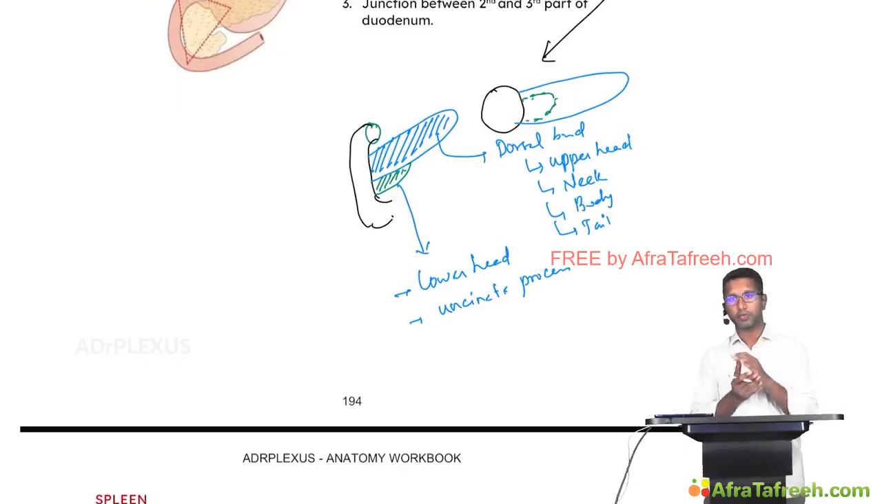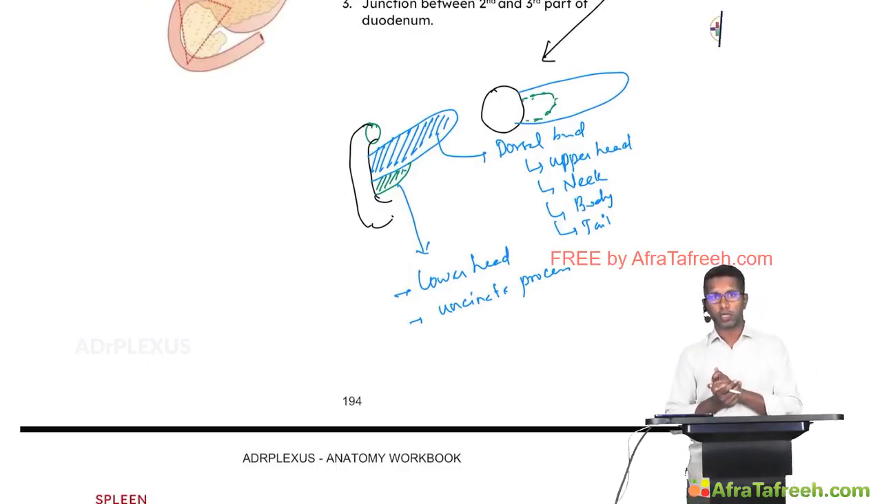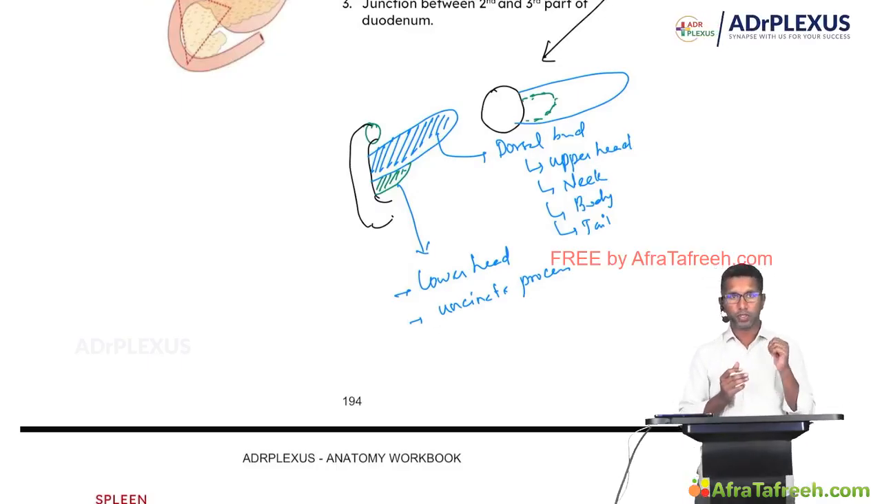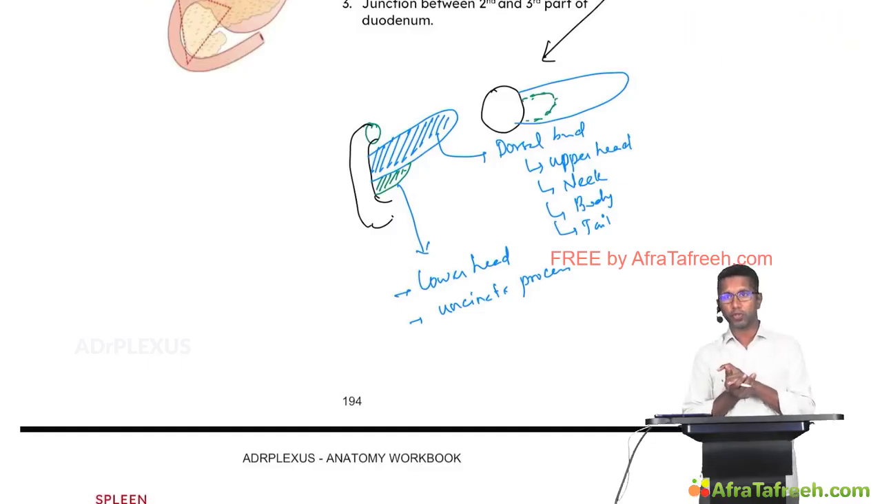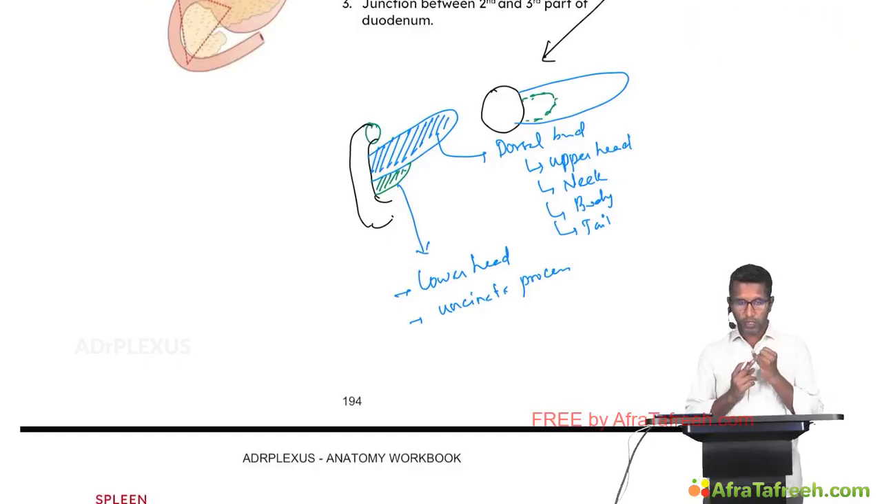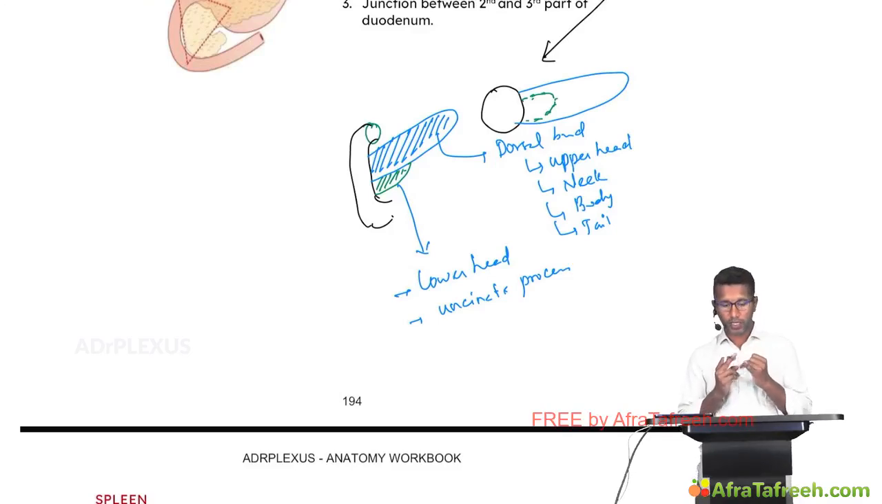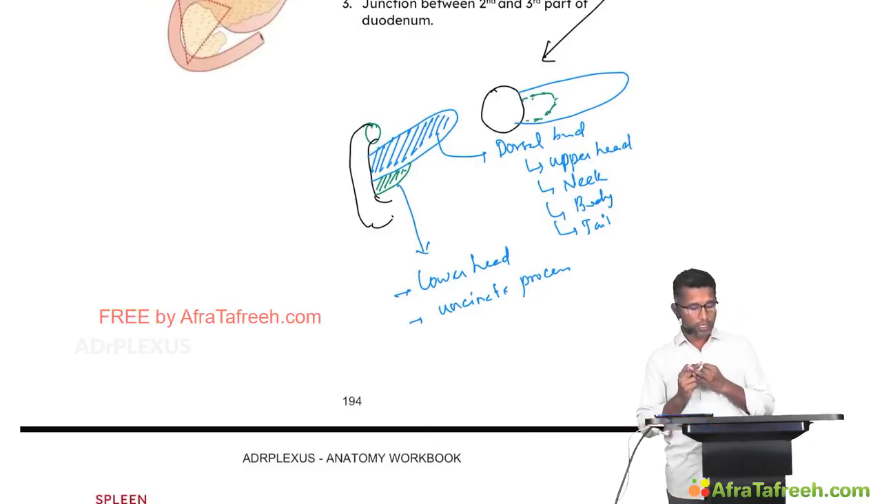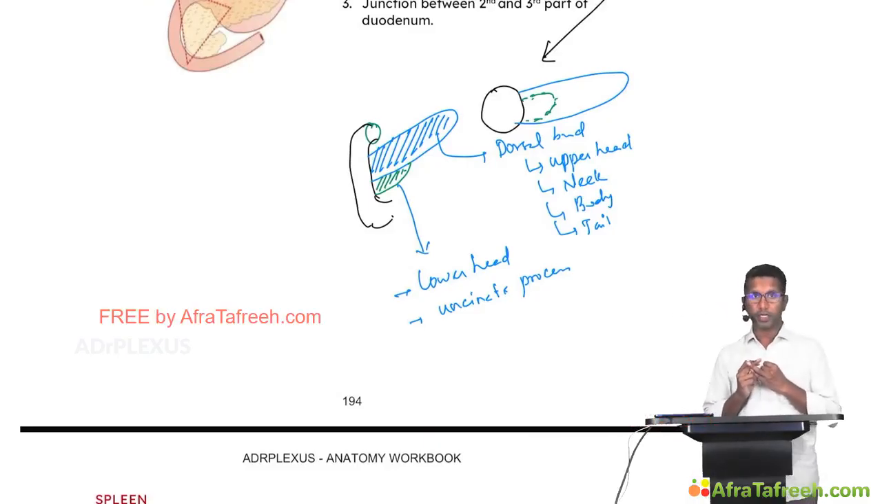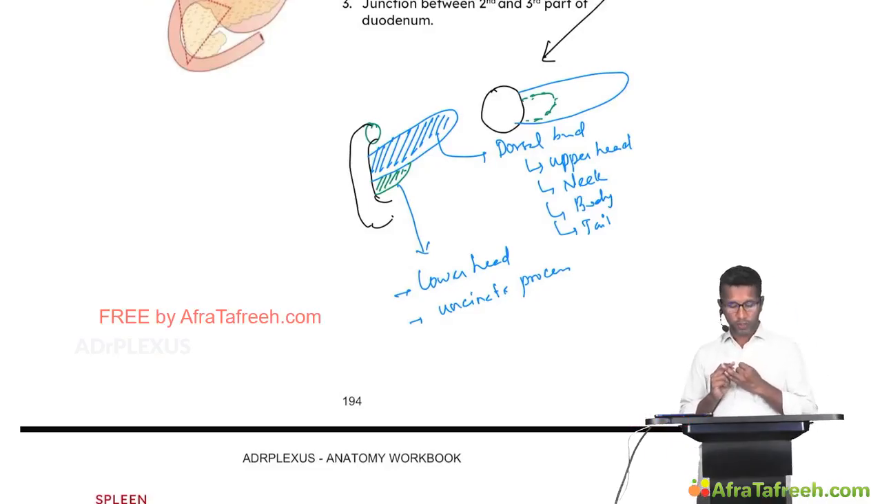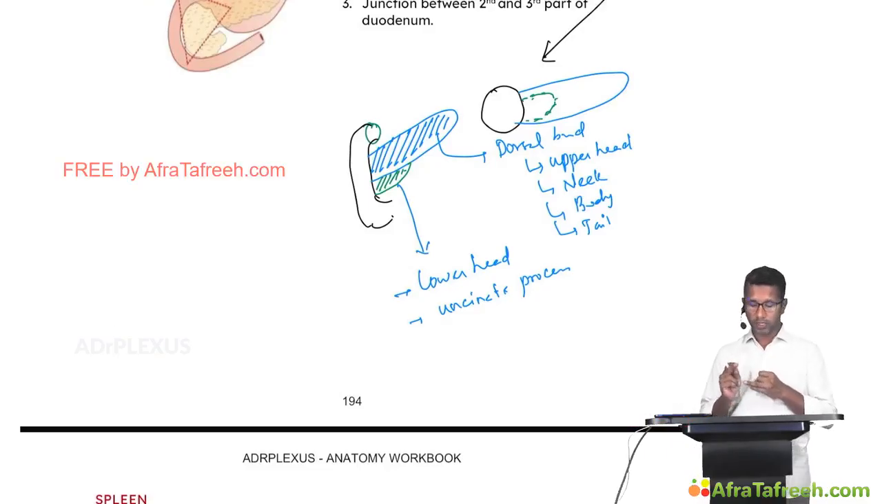So we have two buds for the pancreas. One is a dorsal bud, another one is a ventral bud. How do the dorsal bud and the ventral bud come close together? One, it is due to the rotation of the gut. Next, it is due to the differential growth of the right wall of the duodenum. So guys, please remember this.